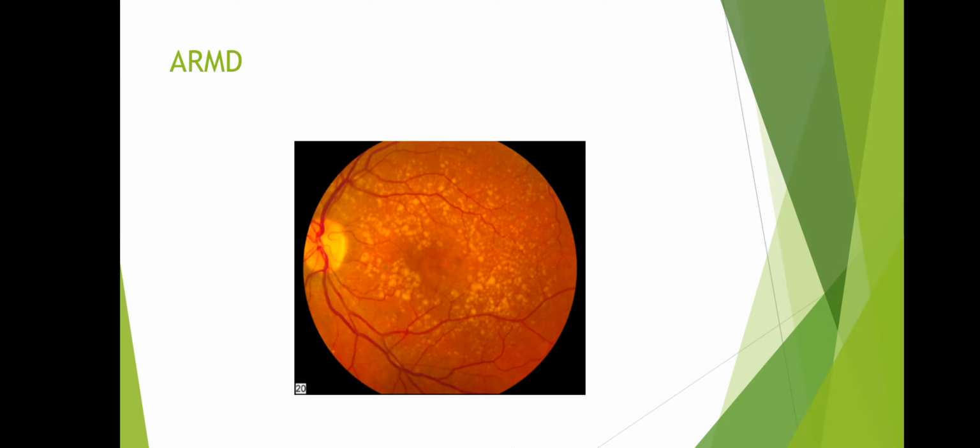ARMD, that is age-related macular degeneration or senile macular degeneration. It is a bilateral condition characterized by the formation of subretinal neovascular membranes at the macula. It is one of the leading causes of blindness in the Western world. Histopathologically, there are drusen, retinal pigment epithelial degeneration and/or atrophy, and retinal pigment epithelium and sensory retinal detachments due to subretinal hemorrhages.